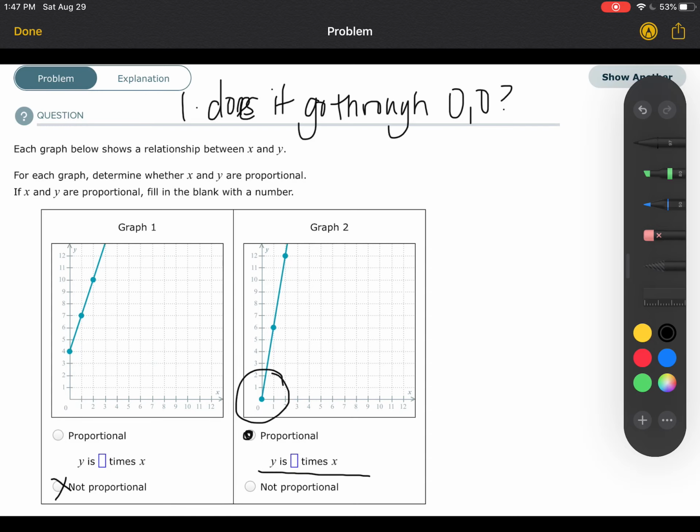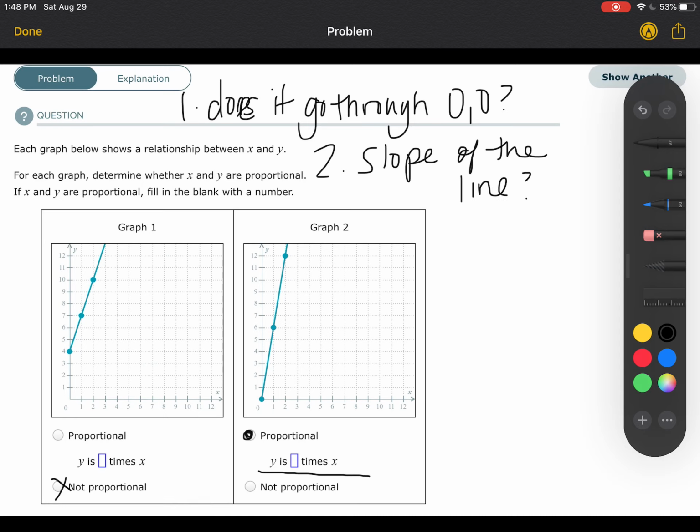Anyway, so what you're going to do next is there's a second part to this question. It says, y is blank times x. So what you need to know is that it's asking you the slope. So you say, what is the slope of the line?